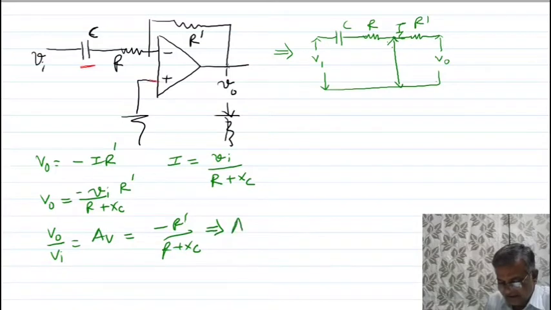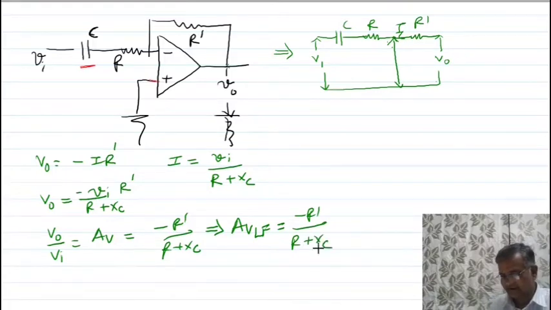This I am writing as the gain at low frequency. The reason is that this capacitance puts a limit on the lower frequency response, or decides the lower cutoff frequency. That's why I am writing LF here. So this is nothing but minus R dash by R plus XC. Let me discuss it in detail.